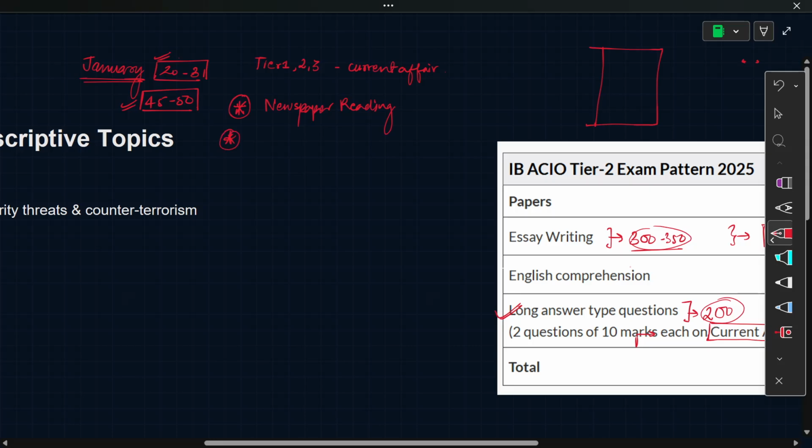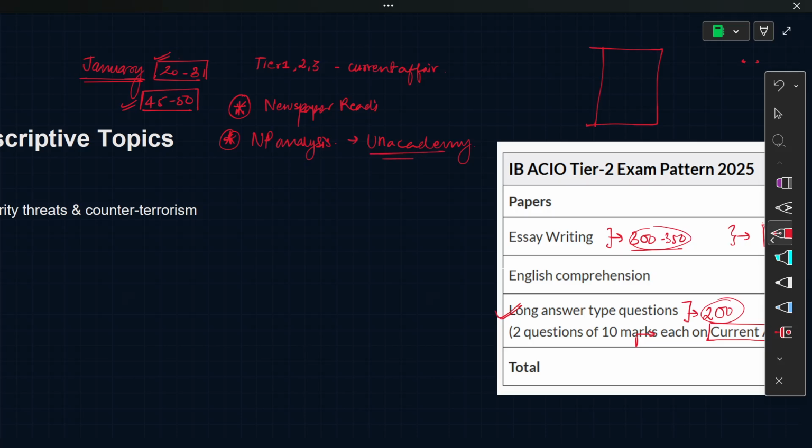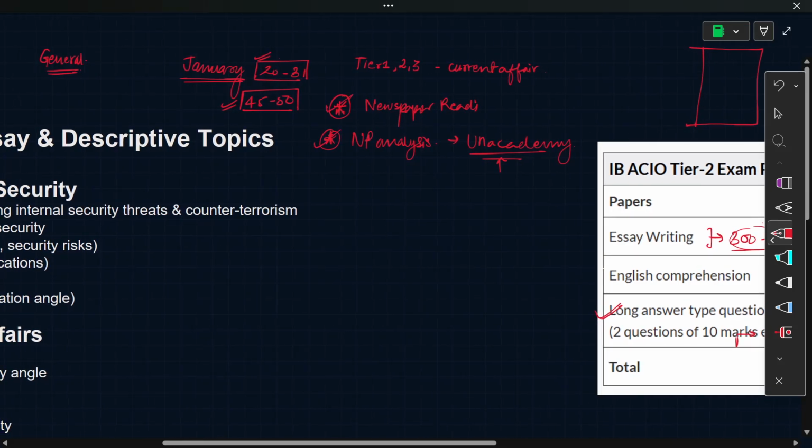and watching newspaper analysis videos. A good one that I can suggest is that of An Academy. It is free on YouTube. These newspaper analysis videos are in English and of very good quality, and you can directly start making notes on some important topics, on your digital notebook or on your physical notebook as well. That is my suggestion for current affairs.